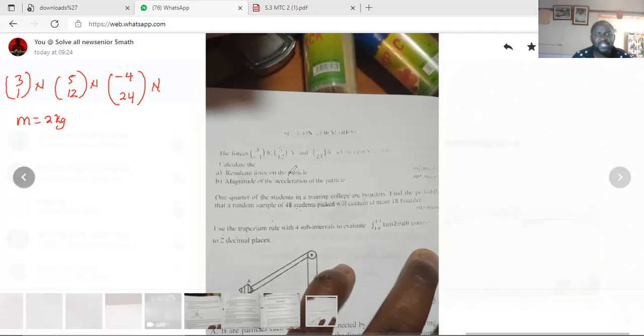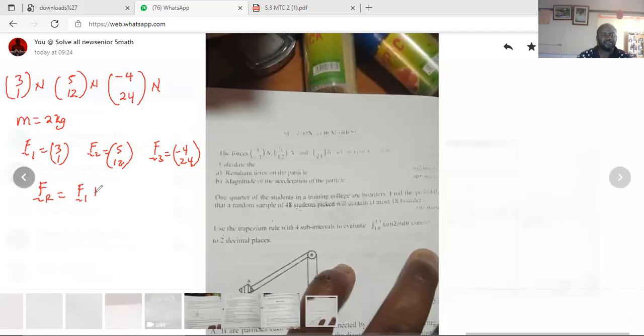Question one, calculate the resultant force of the particle. So we have force one as 31, then force two as 512, then force three as negative 424. The resultant force will be F1 plus F2 plus F3. Therefore, the resultant force will give me 31 plus 512 plus negative 424.